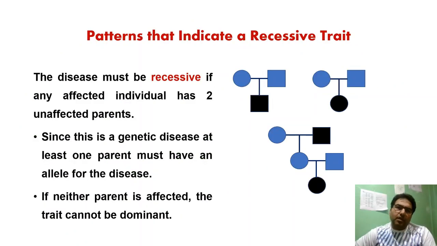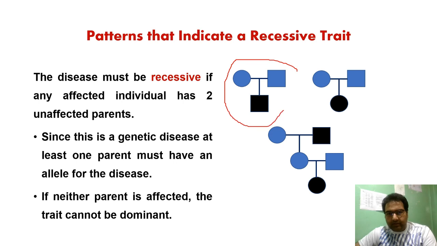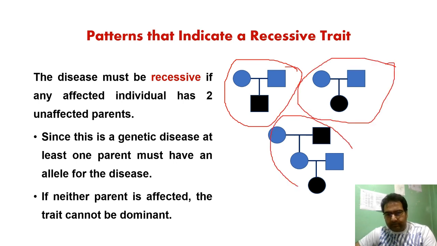Dear students, now let us look at some of the patterns of inheritance of disease, either autosomal or X-linked, either dominant or recessive. First of all, we shall be talking about the patterns that indicate a recessive trait. For example, in this diagram there are three pictures. This is the first one, this is the second one, and this is the third one.